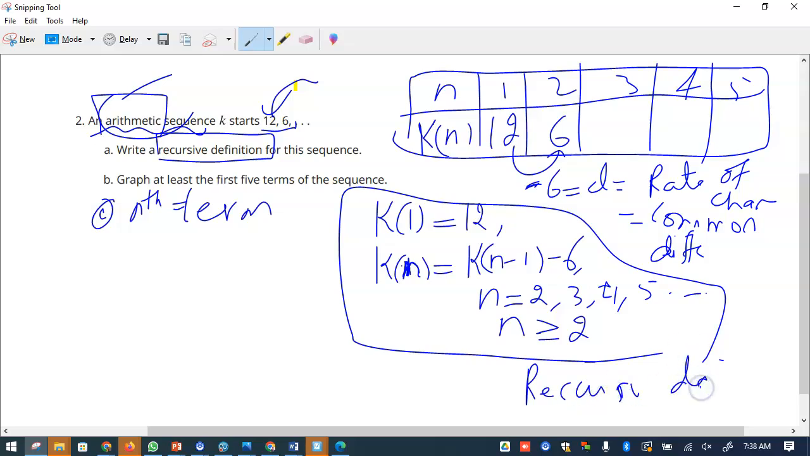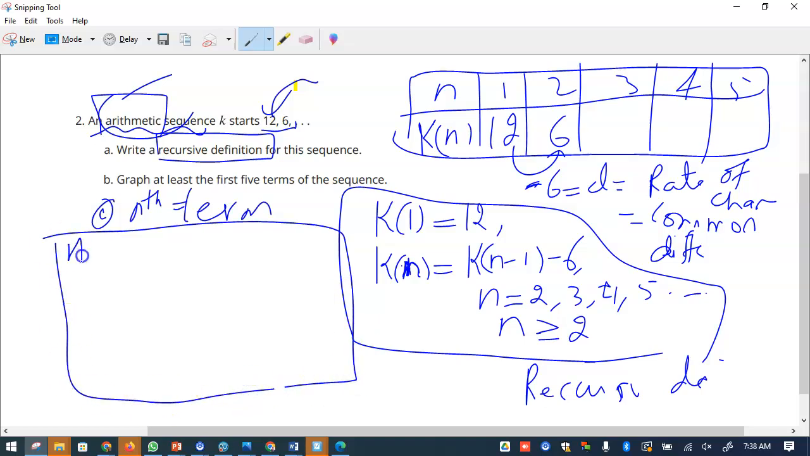But the same question also asked, what is the nth term? Now, the nth term also means explicit formula. So how do we write the explicit formula? You kind of create an equation. So you write k of n. Start with the first one, and the first one is 12.